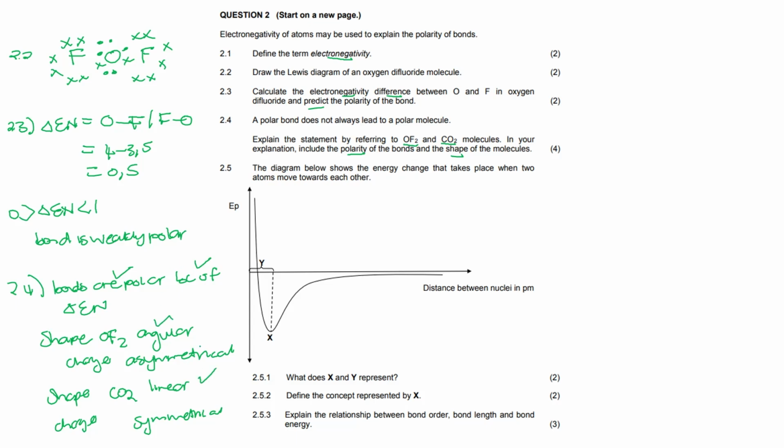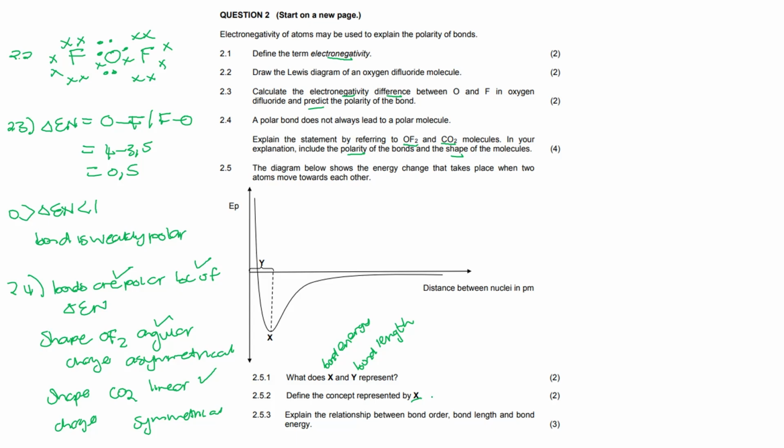2.5. The diagram below shows the energy change that takes place when 2 atoms move toward each other. What does X represent and what does Y represent? So X here represents the bond energy and Y represents the bond length. Define the concept represented by X. So what is bond energy? Bond energy is the energy needed to break 1 mole of its molecules into separate atoms.